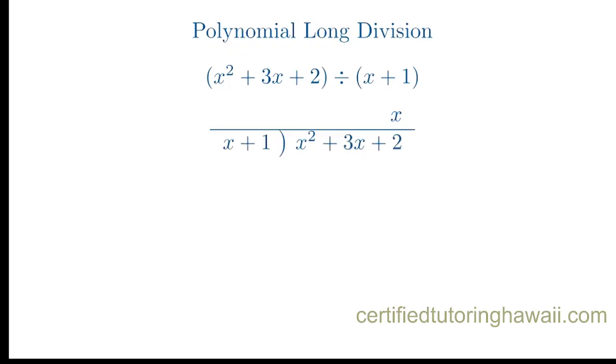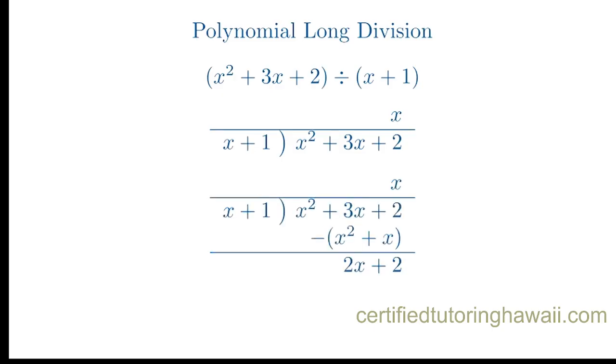What do we multiply x by to get x squared? The answer is x. We write x in the quotient. Next, we multiply this x by the entire divisor, x plus 1.